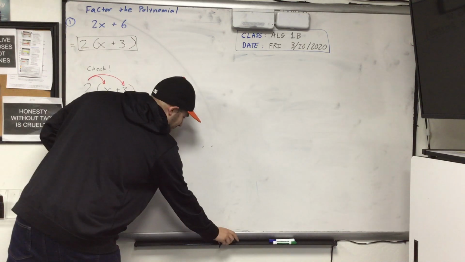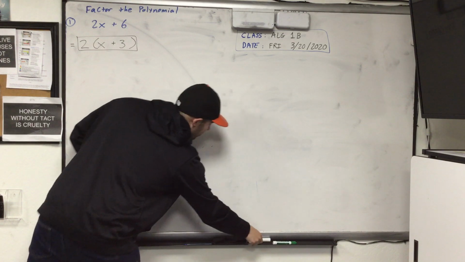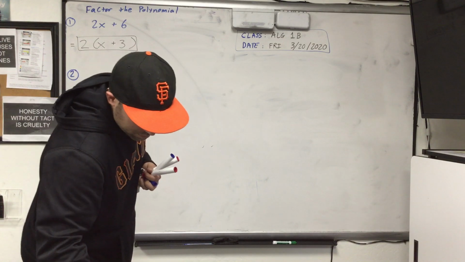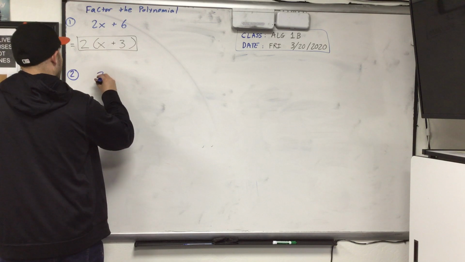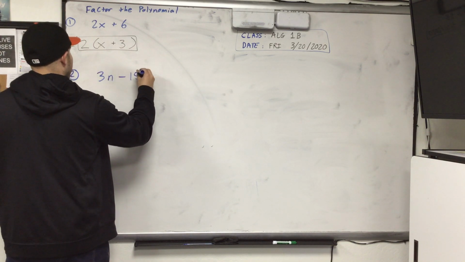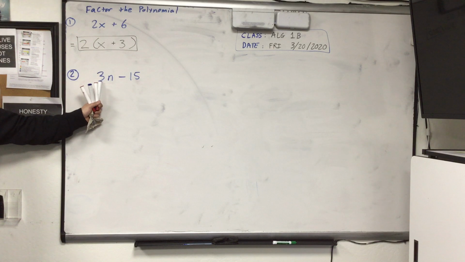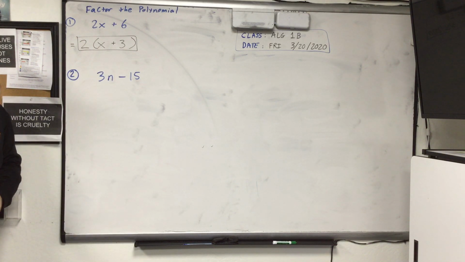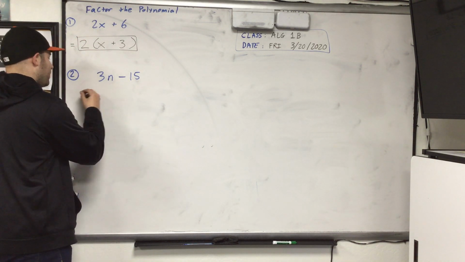See if you can do the next problem on your own, and then I will see you guys on Monday. It's actually 3n minus 15. The GCF of 3n and 15. Well, we look at the numbers. Is there something we can take out of 3 and 15? Yeah, the GCF of 3 and 15 is 3.